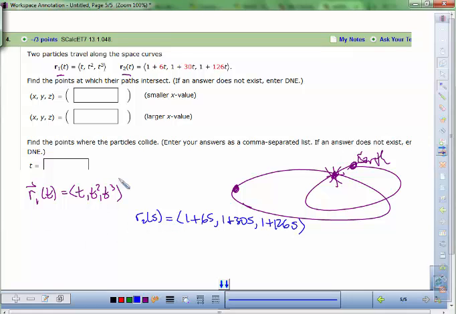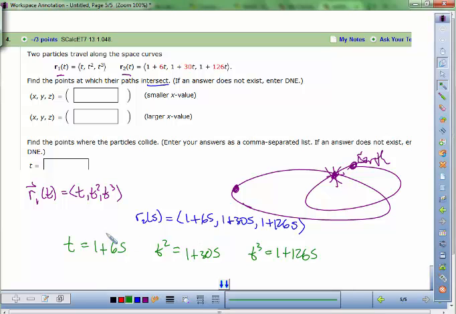All right, so we'll set them equal to each other. The idea of intersecting is setting a bunch of things equal to each other. We got t equal to 1 plus 6s, t squared equal to 1 plus 30s, and t cubed equal to 1 plus 126s. Now they are not linear anymore. The t is squared and cubed, so it's not a nice linear system where we can do matrices or other fancy stuff. The best we can do is take one and plug it into the other.